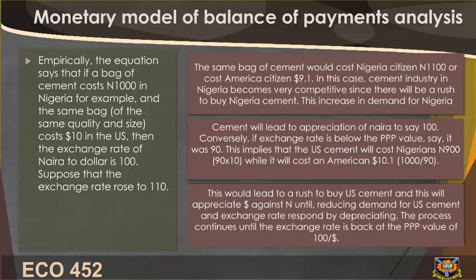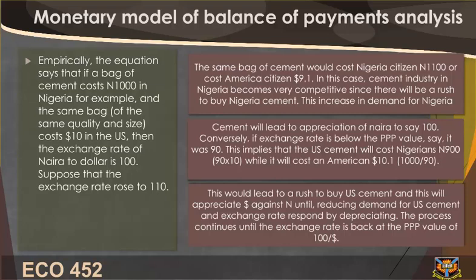Suppose that the exchange rate rose to 110. The same bag of cement will cost a Nigerian citizen 1,100 or cost an American citizen $9.1. In this case, the cement industry in Nigeria becomes very competitive since there will be a rush to buy Nigerian cement. This increase in demand for Nigerian cement will lead to appreciation of Naira to say 100.